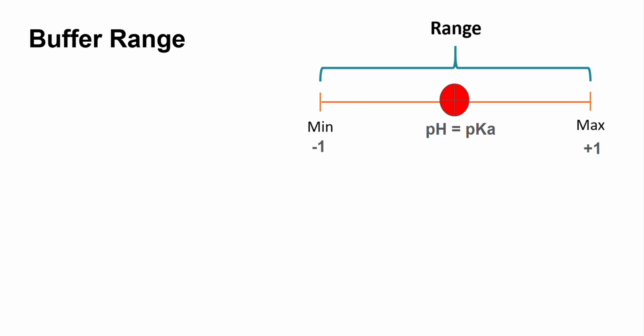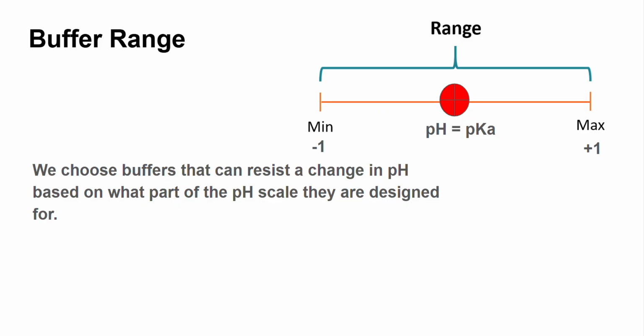So let's move on to the range. The range is pretty straightforward. We choose buffers that can resist a change in pH based on what part of the pH scale they're designed for. They can resist change to a point, but because they're weak, it's only +1 or -1. That's the most range that they can resist a change in pH. Anything beyond that, they're going to resist it, but it's just not going to be effective.